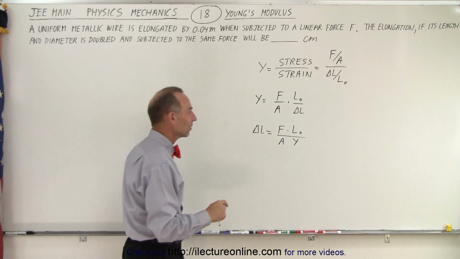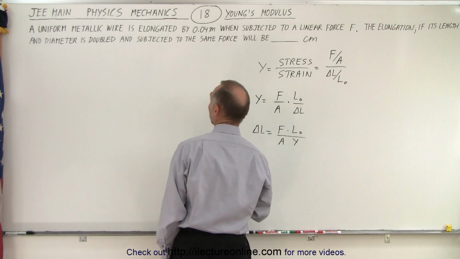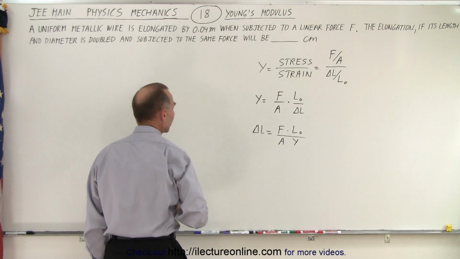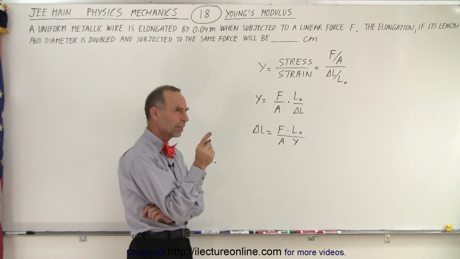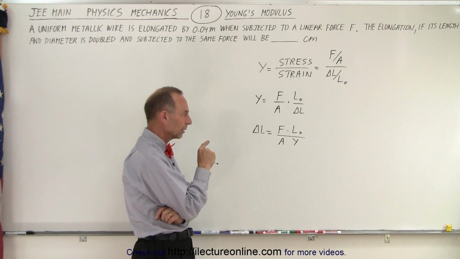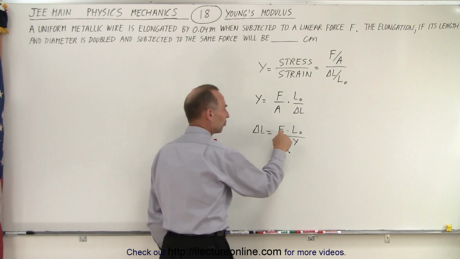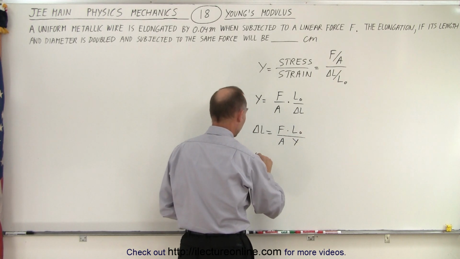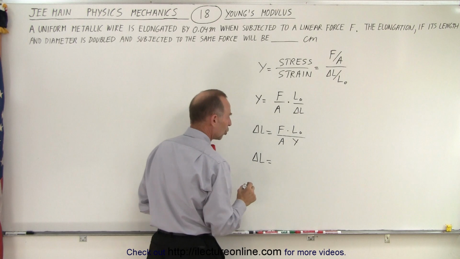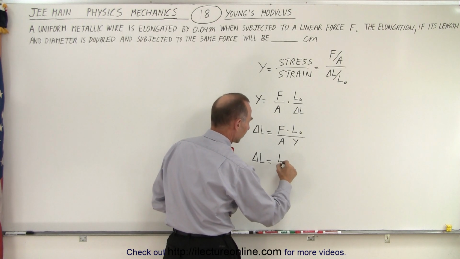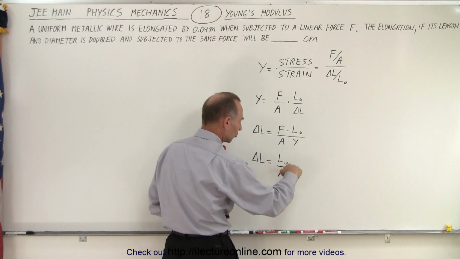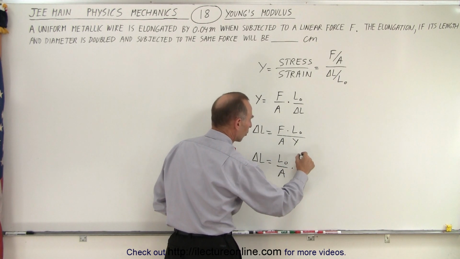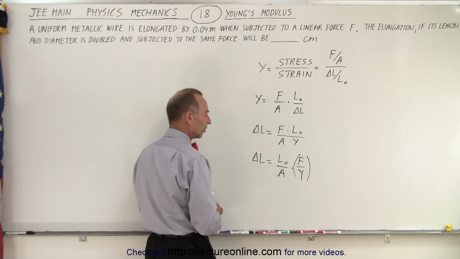Now notice that the original length changes. We're changing the length and we're changing the diameter. We're doubling the diameter and we're doubling the length. But the force remained the same and Young's modulus remained the same because it's the same material. So we can write this as delta L is equal to L sub naught divided by area, these are the two things that are going to change, times force over Young's modulus, which stays as a constant.